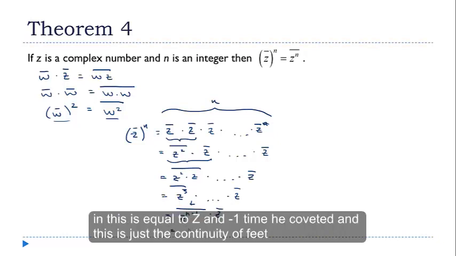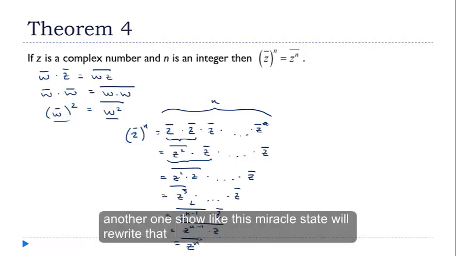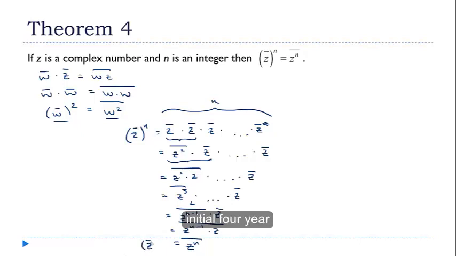And this is equal to Z to the n minus 1 times Z conjugate. And this is just the conjugate of Z to the n. And that's what I wanted to show, right? That's my original statement. I'll rewrite that initial part here. And you can see that's what we wanted to show.